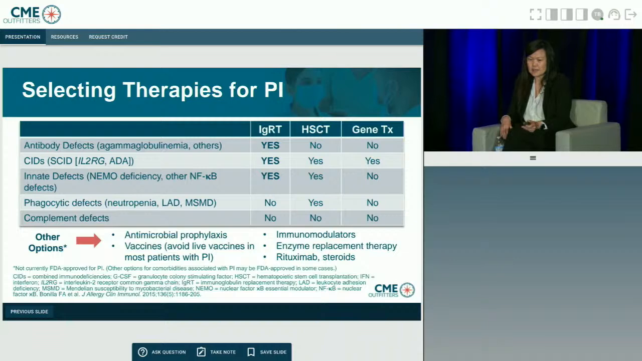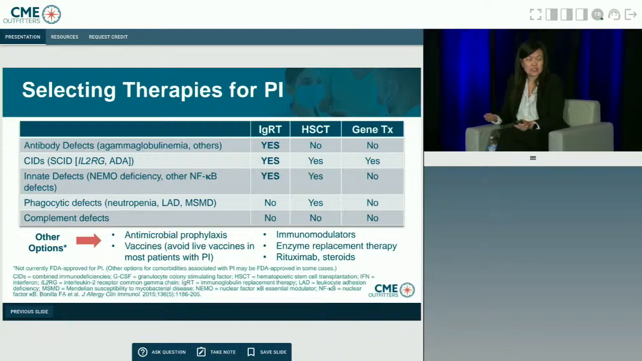provider-specific. But so for instance, there's data that shows that immunoglobulin replacement is very effective at preventing life-threatening pneumonia. It's really good at that. But sometimes it's not the best at preventing sinus infections. And so some of these patients will continue to get sinus infections. And some of those patients, I do think about antimicrobial prophylaxis.